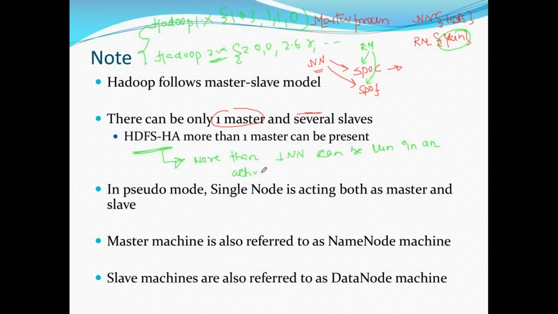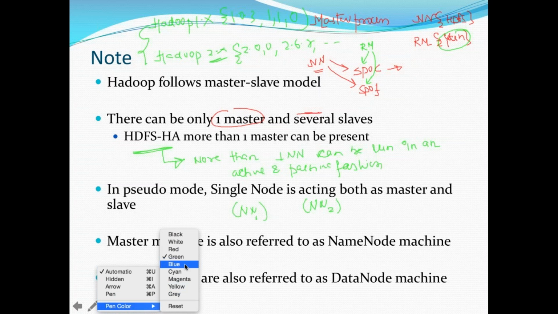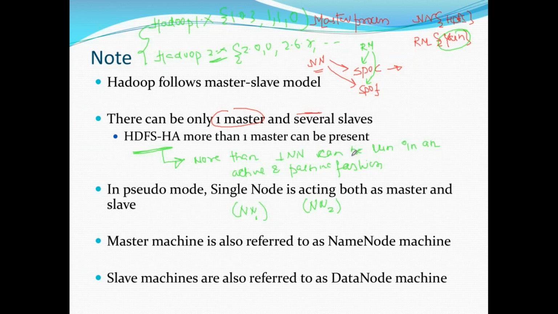In an active and passive fashion, which means that if one of the name nodes is active, another name node is passive. Let's say name node 1 and name node 2. Name node 1 is your active name node. Name node 2 is your passive.